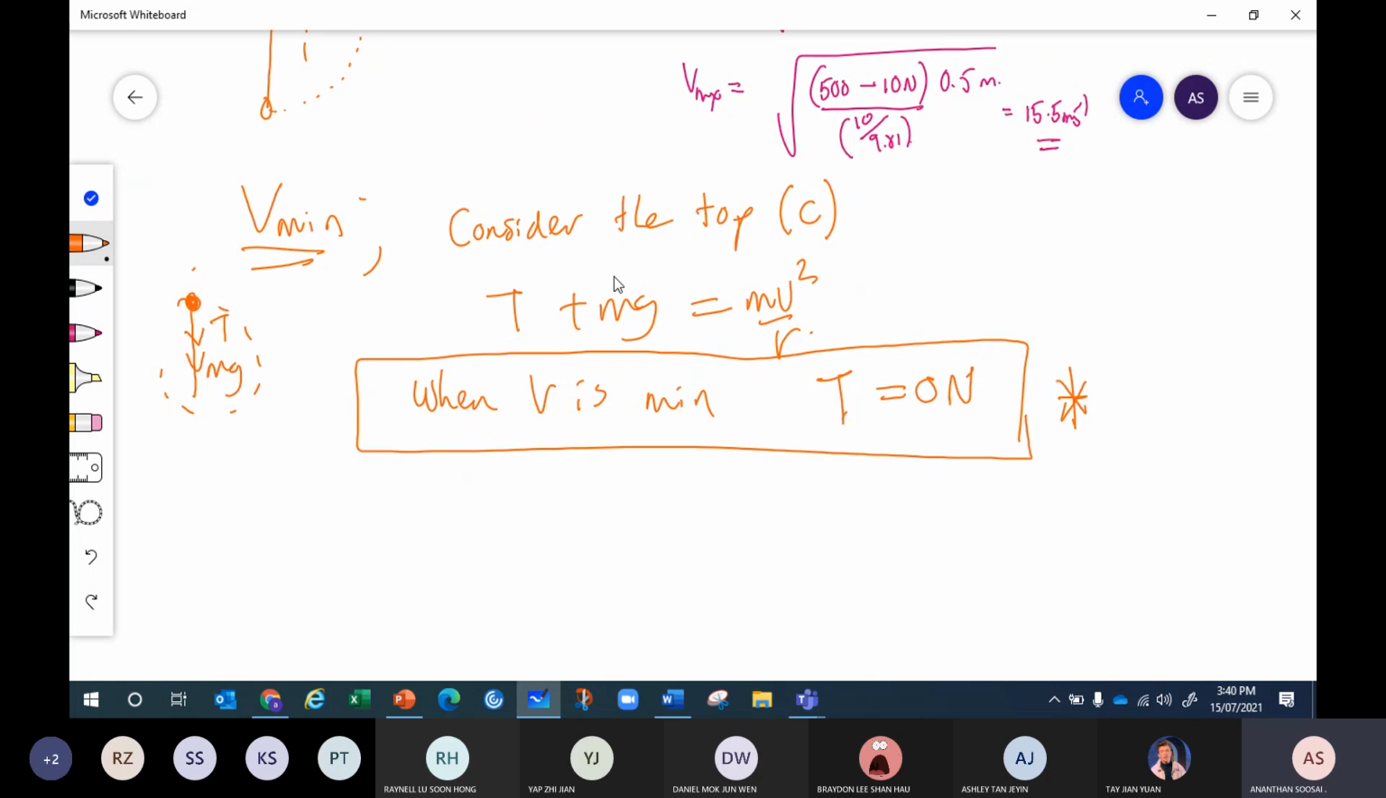So to calculate V minimum, we consider the critical point. The critical point should be the top point, top C. At the top, the centripetal force is T plus mg. T acting down, mg acting down, so T plus mg equals the centripetal force. When V is minimum, T goes to its smallest value, 0 Newton. Now you can find V minimum. From the equation above, mg should equal mv squared over r, where V is V minimum. Tension is 0. When you rearrange, you will get this equation: V equals root of Rg.